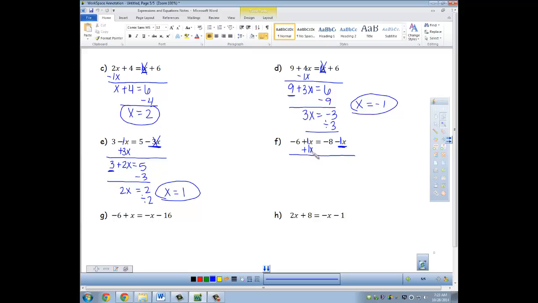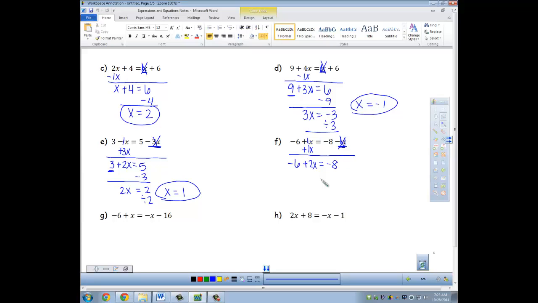Remember to line up your like terms, so we lined up our x's. I have a negative 6, and then I have 1x plus 1x, which is a positive 2x, so plus 2x. Bring down your equal sign, and then your negative 8, and then this goes away.